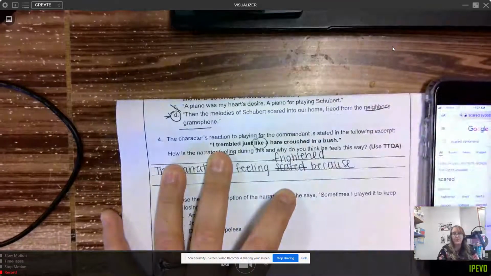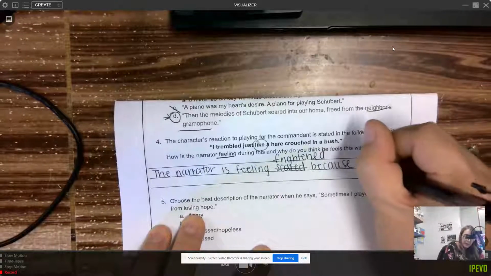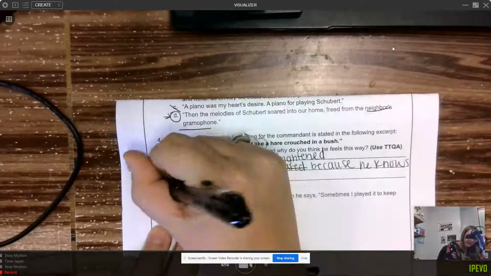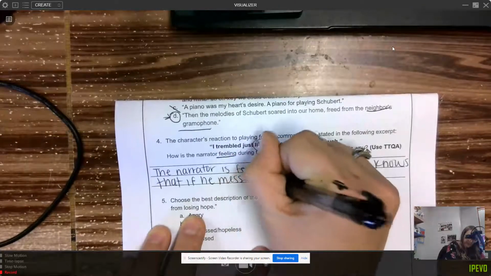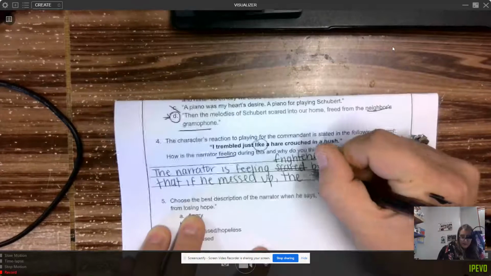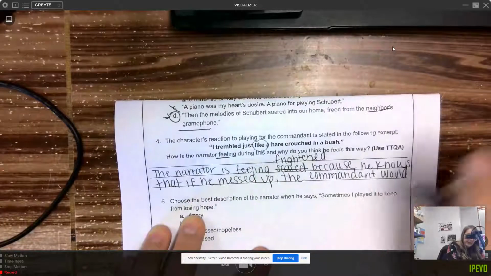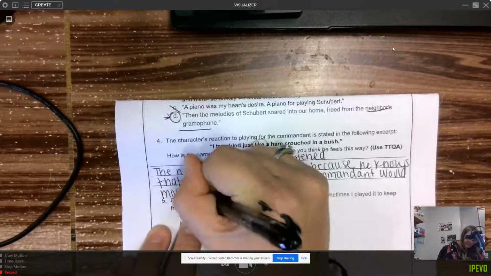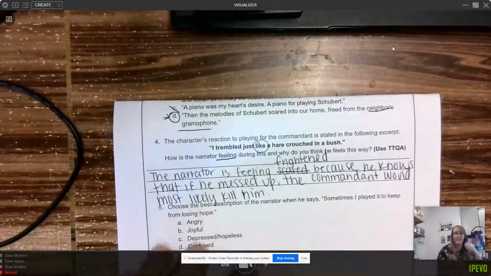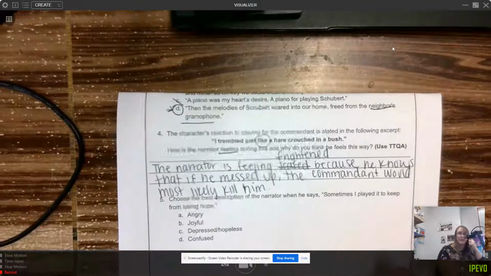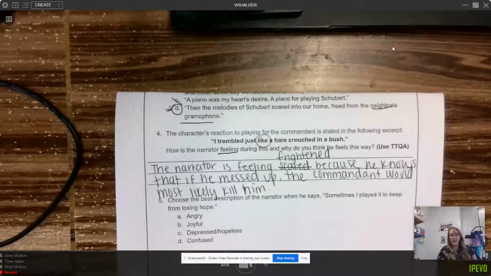And the reason I'm showing you how to do that is so that you guys can use that skill on your own. The narrator is feeling frightened because he knows that if he messed up, the commandant would most likely kill him. Because remember, he's in a concentration camp. He doesn't have to keep him around, right? People are dying and being killed in Vienna. All right, so if you need some time to copy that down, go ahead and pause the video, but I'm going to go ahead and keep going, okay?